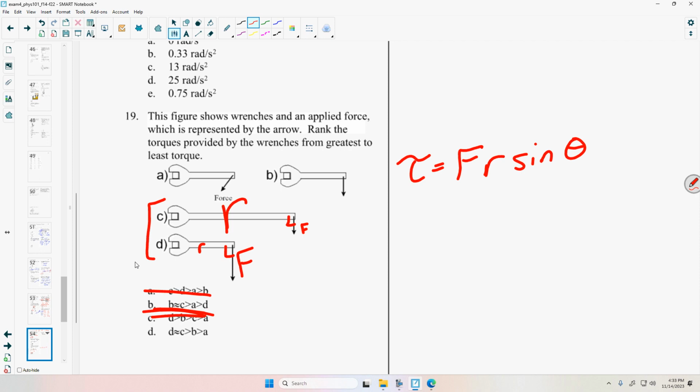C and D are the same. Are they bigger or smaller than B? They are bigger, yes, bigger, because here I have a small force and a small moment arm. So I have C equal to D, which is bigger than B, which is bigger than A. A is the smallest because it's a small force, a small moment arm, and it's at an angle. So not all of the force is actually providing a torque, only a portion or a component of that force.